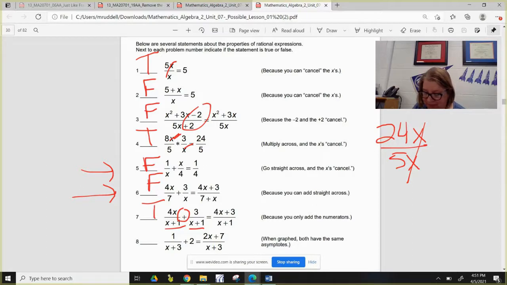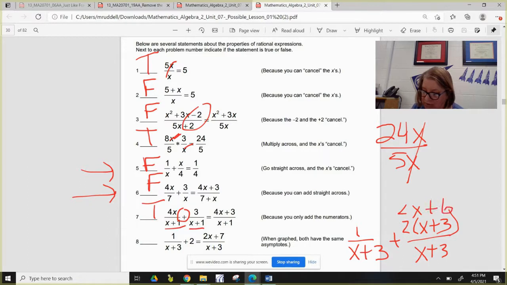And number 8, 1 over x plus 3 plus 2 equals 2x plus 7 over x. Now, those have to have a common denominator, right? So you have 1 over x plus 3. The 2 doesn't have the x plus 3, so you'd have to multiply this. Okay. So when you distribute, that's 2x plus 6. Add that 1 and the 6 and you get 7. Yes, that works. True.